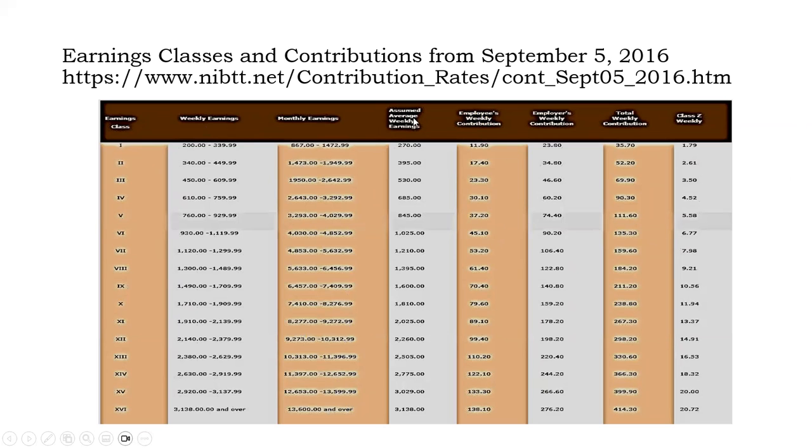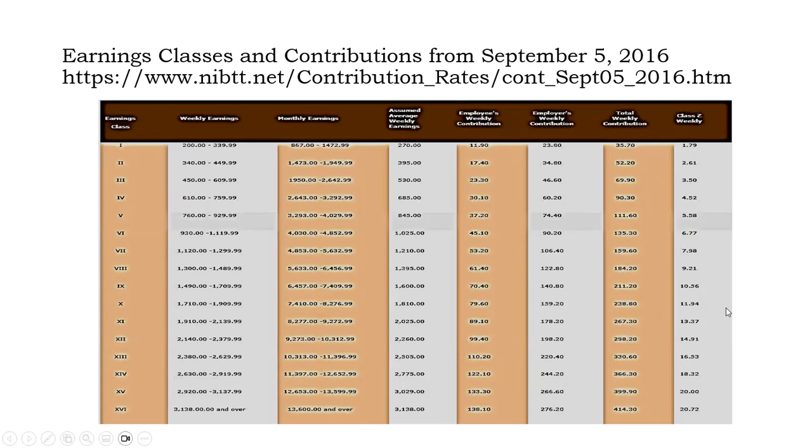Then the assumed average weekly earnings, which is worked out by NIB, are these figures here. And then the employee's weekly contribution are these figures here. And the employer's weekly contribution, it will be this column here. So on the next two slides, I will show you how to do it on a piece of paper yourself every month. And then the total weekly contribution will be this column. And then you have what is called the Z-class weekly.